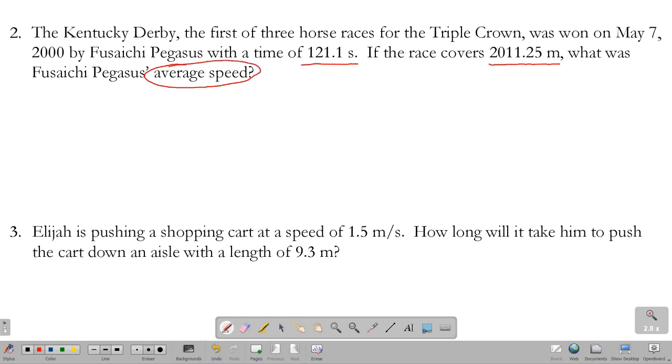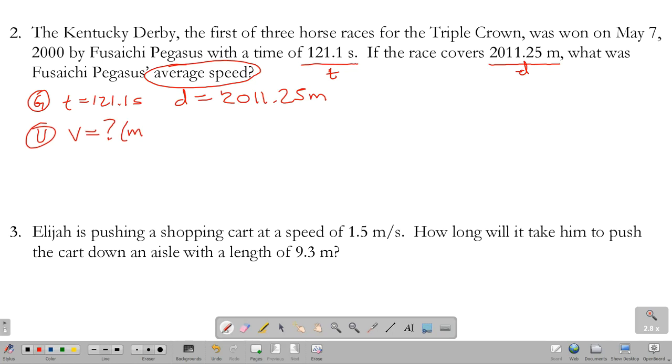So this one is asking us for the average speed, and you can see that it's given us a time and a distance here. So this problem is different than the last one. For our givens, we know that the time that it takes is 121.1 seconds. And we also know that the distance covered is 2011.25 meters. The unknown, it asked us what the average speed was. So v is equal to question mark. And we know that this is going to be in meters per second, because we use meters in our distance and seconds in our time.